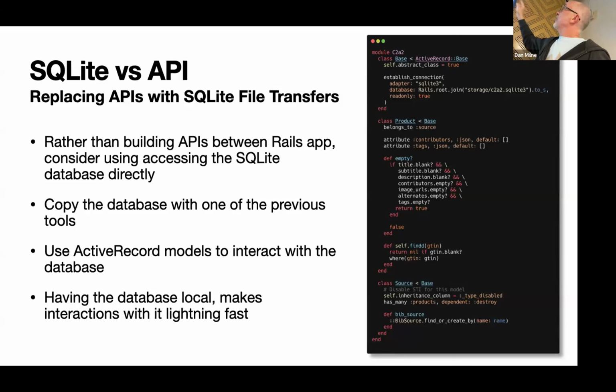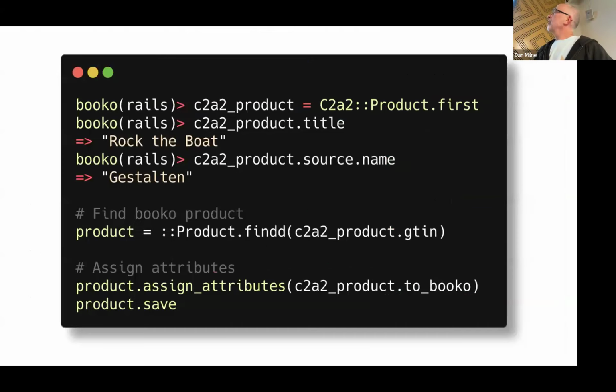So you point to the database, you say it's read-only, and then I've got a product, and a product belongs to a source. A source has many products. There's a little bit of code missing there, which is the import code. So I've got a command, I can just say C2A2 import, and it will iterate through all those products, and I can save them into Booker without having to use an API.